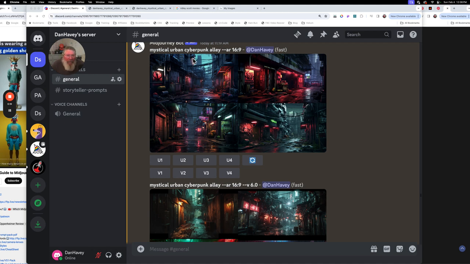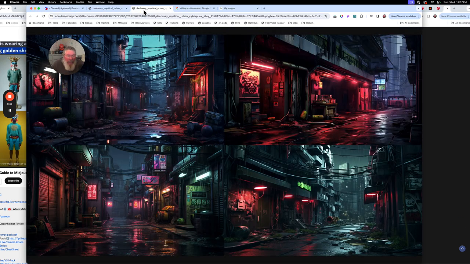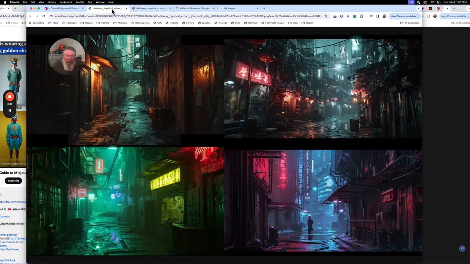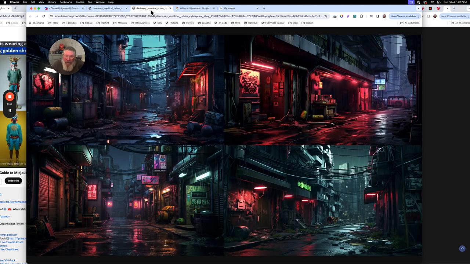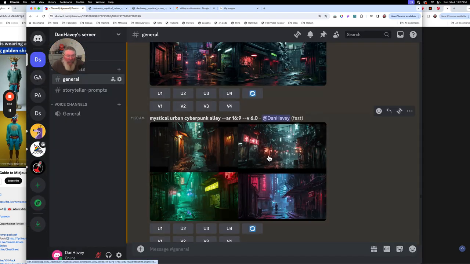So I started off with a mystical urban cyberpunk alley. I stole this term from Tim over at Theoretically Media. And so I put that in here in 5.2, which is what this is running natively, and then in 6.0. Let me just show you what that looks like. Here's the 5.2 version, and here is the 6.0 version. Obviously, you get a lot more detail in 6 than we did over in 5. And so I just wanted to start off with those as my test.